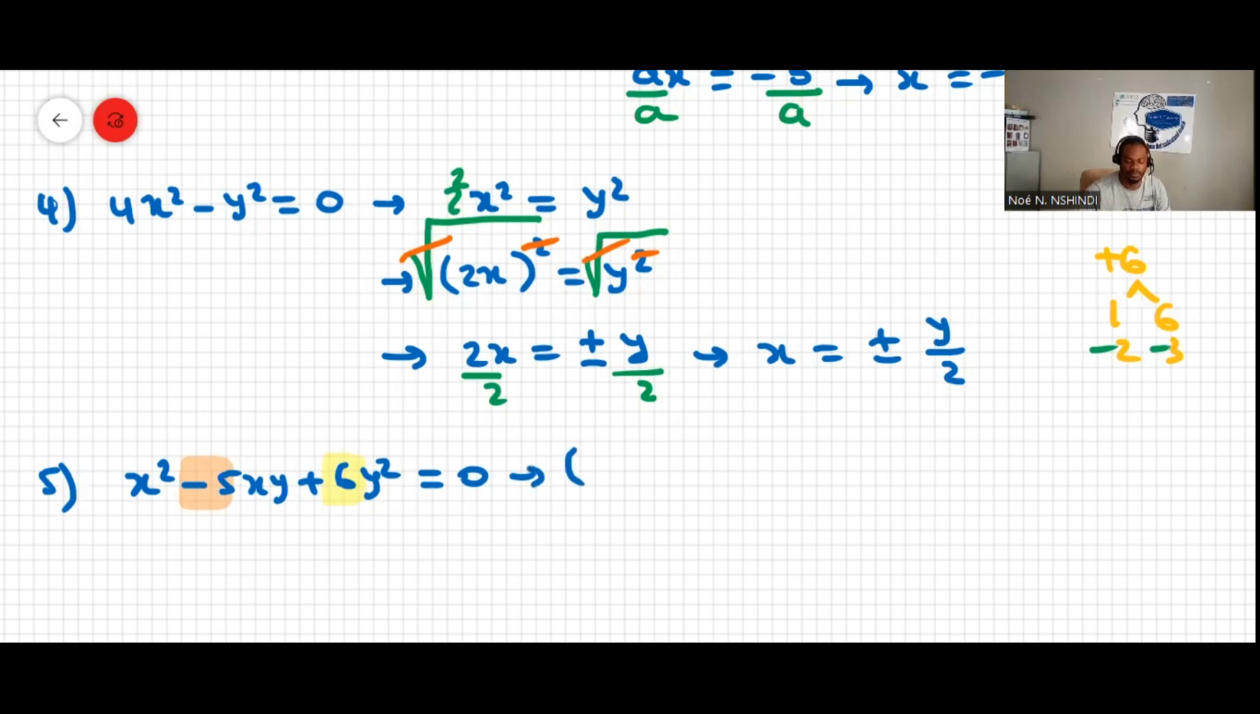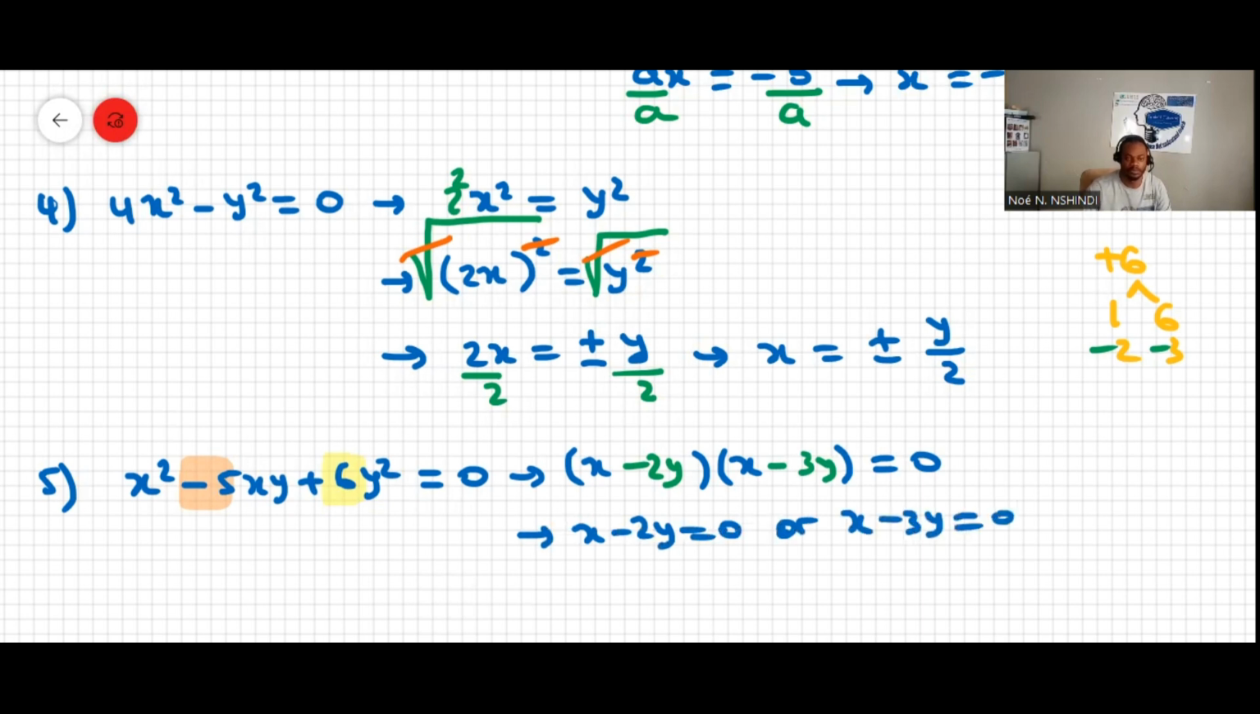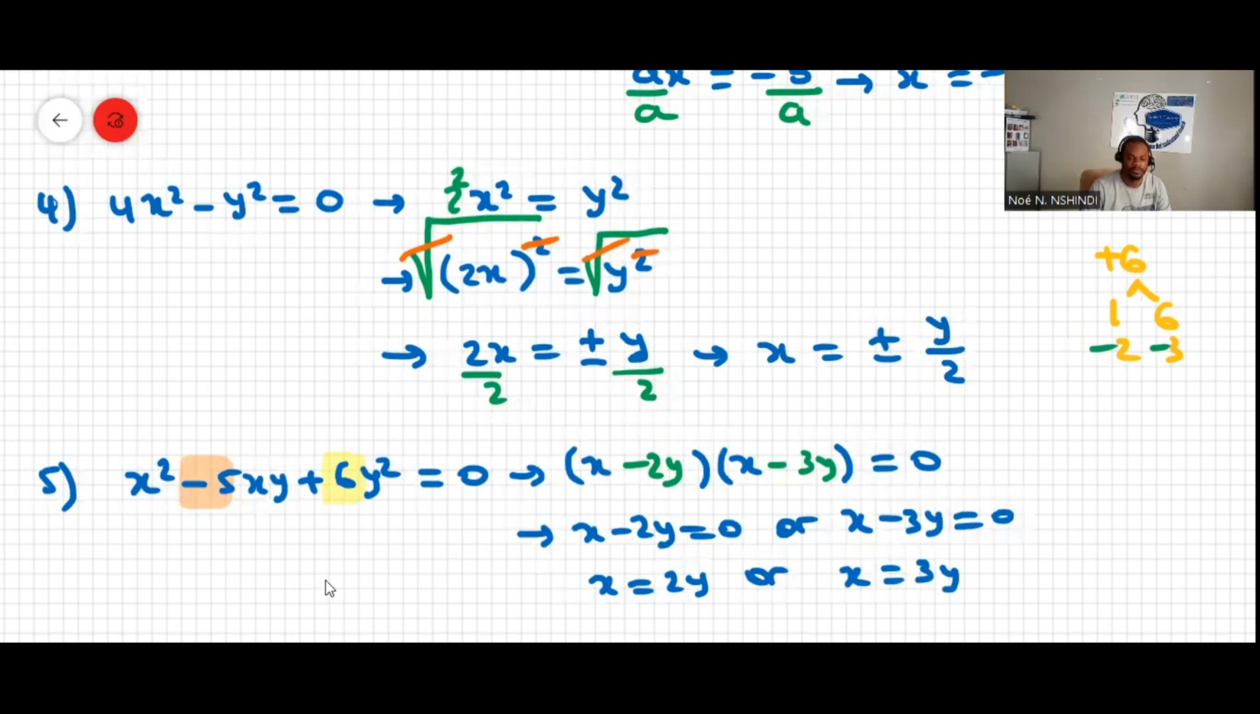So over here, I will place x in the bracket like that, x in the bracket like that, equals 0, and then there I will say negative 2y, and then negative 3y. Now this means that x minus 2y equals 0, or x minus 3y equals 0. Okay, and then this means that x is equal to 2y, or x equal to 3y. Okay, that was question 5.